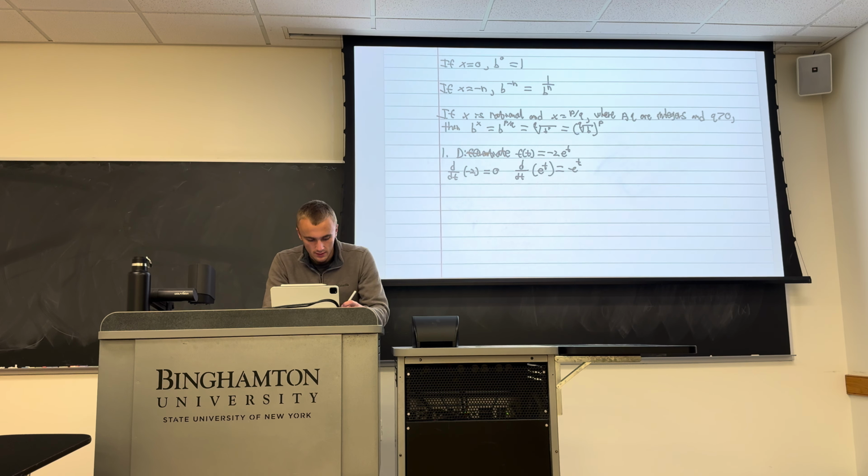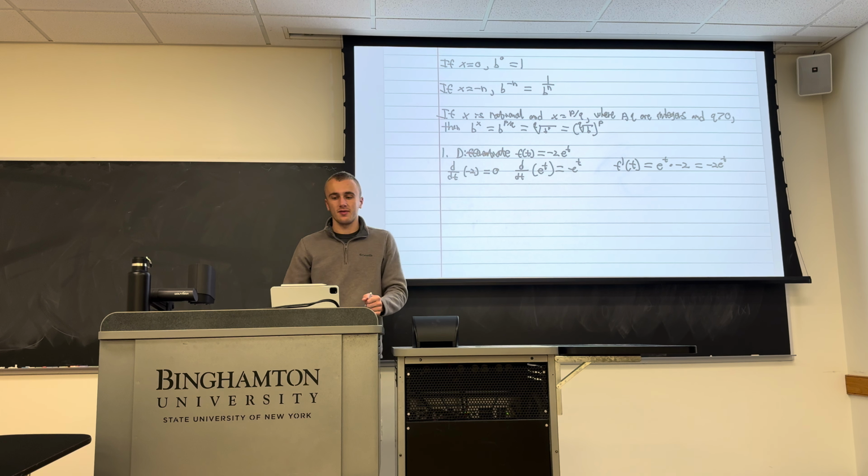So if we do product rule, derivative of the outer times the inner, that's 0 times e to the t, so that just goes away, plus derivative of the inner times the outer, so that's going to be e to the t times negative 2. So f prime of t equals e to the t times negative 2, which you would rewrite as negative 2 e to the t. And you'll see that is the exact same thing we currently have there.